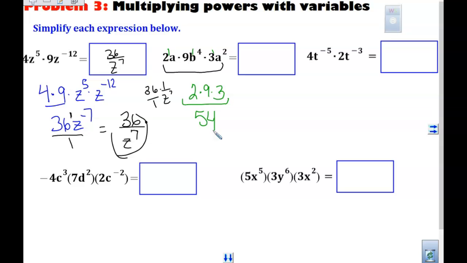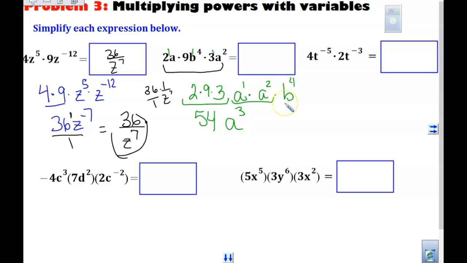Okay? So Kira, I'm going to have A to the what? The first A was A to the what power? A to the first. Then I have another A, which is to what power? A to the second. And then I have the B to the fourth. So when I have my 2 A's, A to the first and A to the second, I'm going to end up with A to the third.